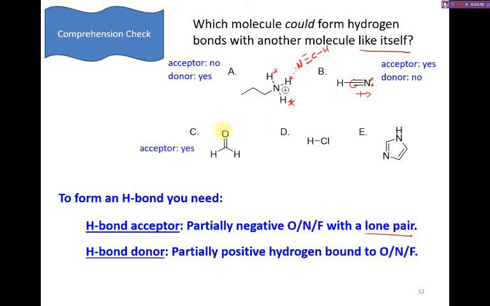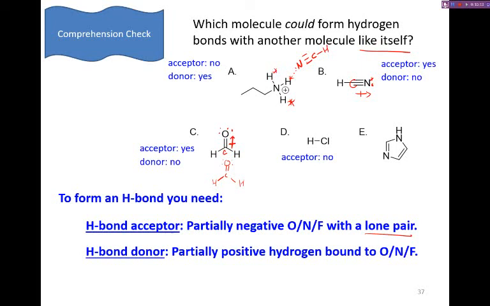C has an acceptor. It has lone pairs of electrons on the oxygen, which has a polar bond. However, there is no donor. Remember, that's a carbon right there, and so we have hydrogens that are bound to carbons, that's not a strong enough polar bond to get an interaction for hydrogen bonding.